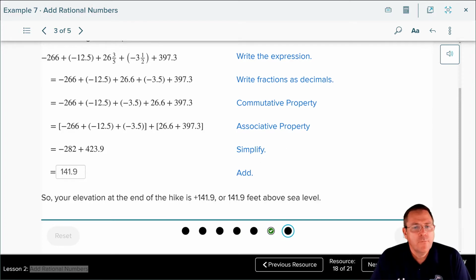Easy math. Therefore, your change in elevation is going to be a positive 149.9 feet above sea level.